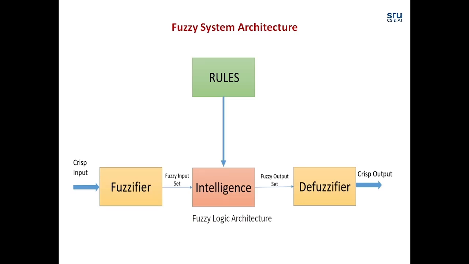Then this is the architecture of a fuzzy system. Here we have a fuzzifier, which converts a crisp quantity into a fuzzy quantity. Then we have the inference system, in which we have different types of rule-based systems developed by the programmers. Based on this rule base, we get a fuzzified output set. But in the output we require a crisp output. Therefore, we use a defuzzifier block, which converts this fuzzy output into a crisp output.